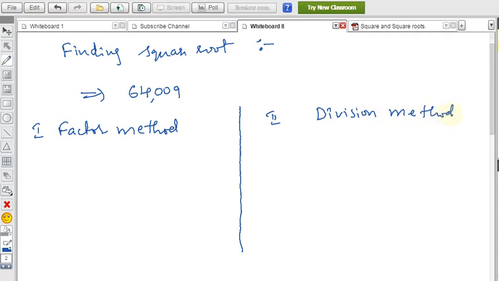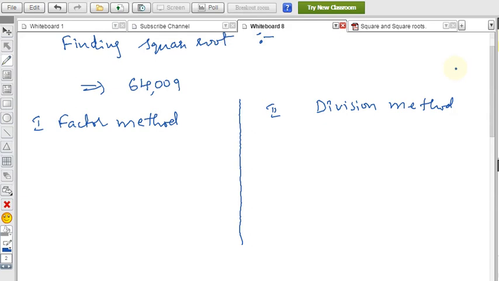The factor method is prime factorization. First we should do prime factorization of the given number. First we'll take one simple number, then we'll take 64,009. Let us take an example: 625. In the factor method, we should find prime factors. The first prime number is 2, and 625 is not divisible by 2.